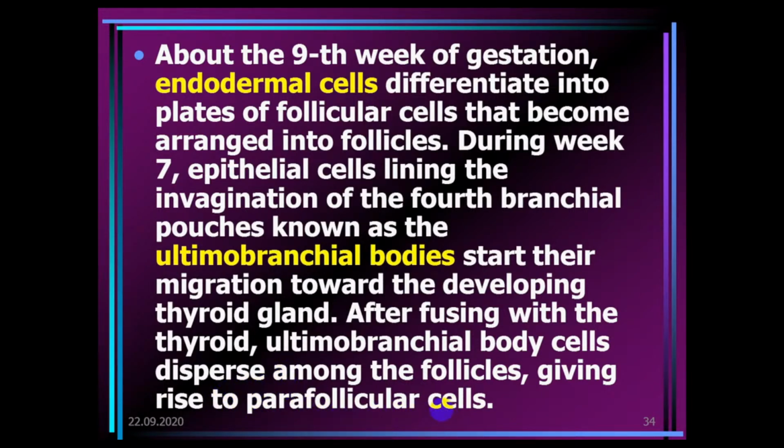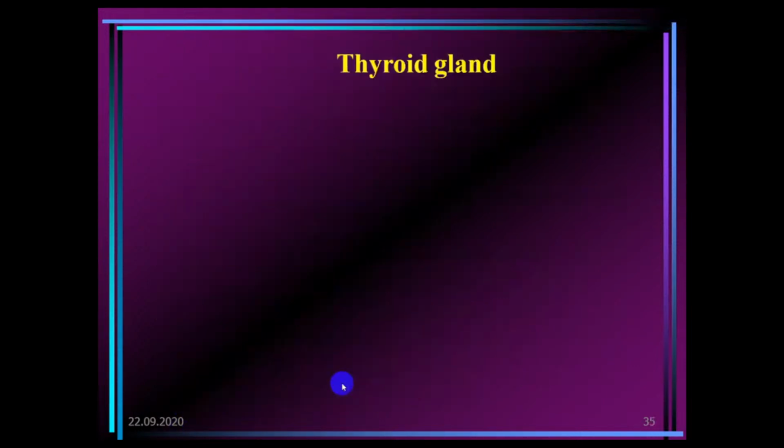Now you have to understand that the thyroid gland is a combination of two glands. The first takes its origin from the epithelium and forms the follicles, and the second is the invagination of the 4th branchial pouch, the ultimobranchial bodies. These bodies fuse with the thyroid gland and form the second type of hormone-productive cells in the thyroid gland, which get the name parafollicular cells.